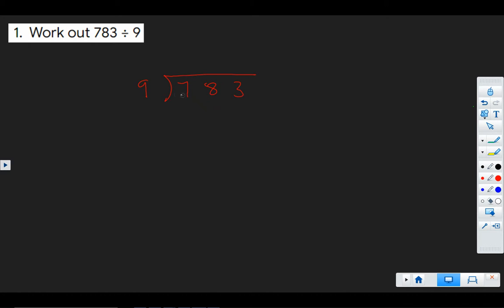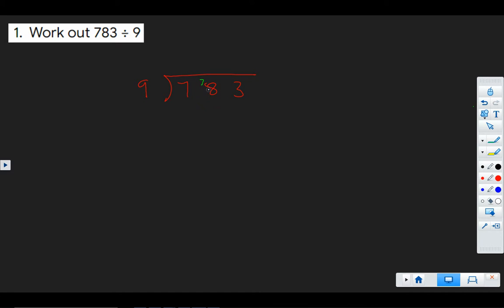When you're laying out these questions, make sure that you leave plenty of room between your columns and plenty of room for anything else that you need to write. How many 9s go into 7? None, with a remainder of 7.